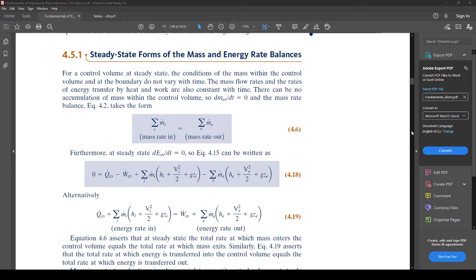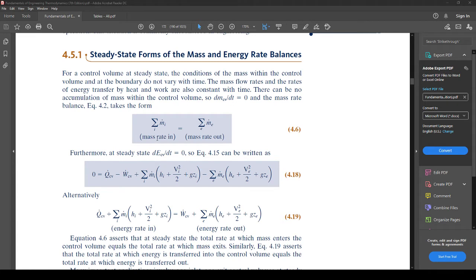Alright, so we're going to start with section 4.51, which is the steady state forms of the mass and energy balance. So we've seen this equation right here in many different forms so far. We're going to reduce that a little bit. And I know we did this the last time where we reduced it because we found out that it was a steady state balance through the question that we did. And so that right there is the key word, steady state. So let's go ahead and start.